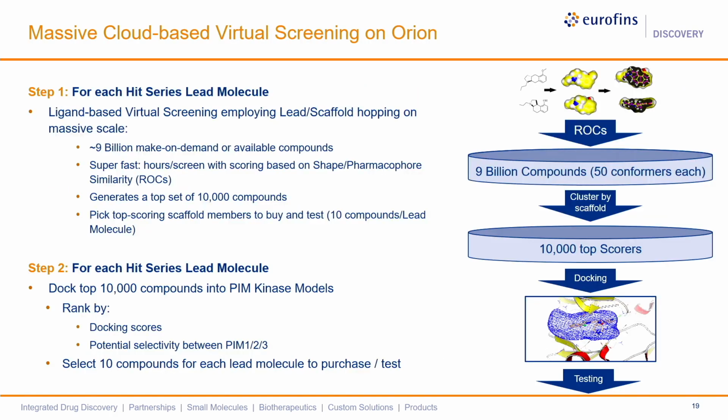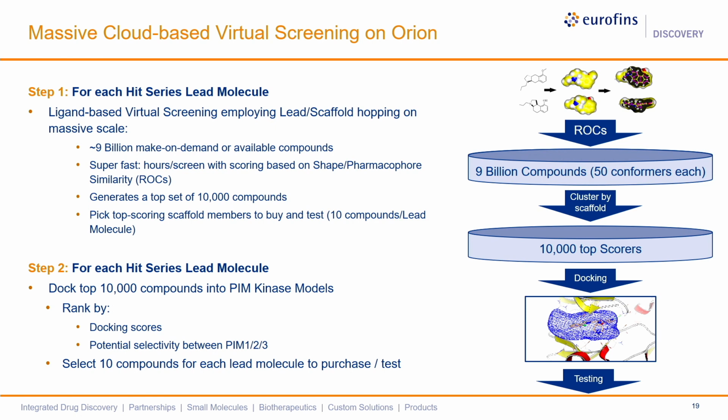Once they had the model of PIM3, the first step was to run a ligand-based virtual screening approach. For that, they screened up to 9 billion virtual compounds, and from those they selected the top 10,000 top scorers. These 10,000 top scorers were then docked into the PIM3 kinase model that had been built using AlphaFold and the models of PIM1 and PIM2.